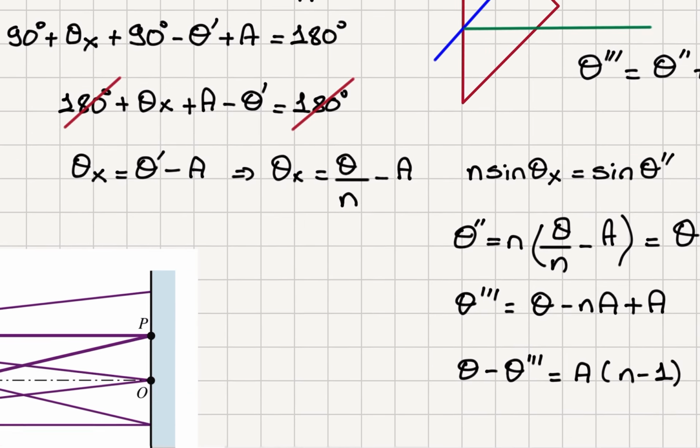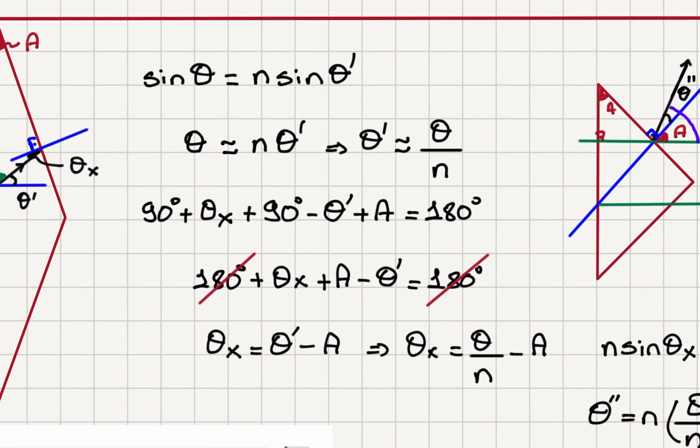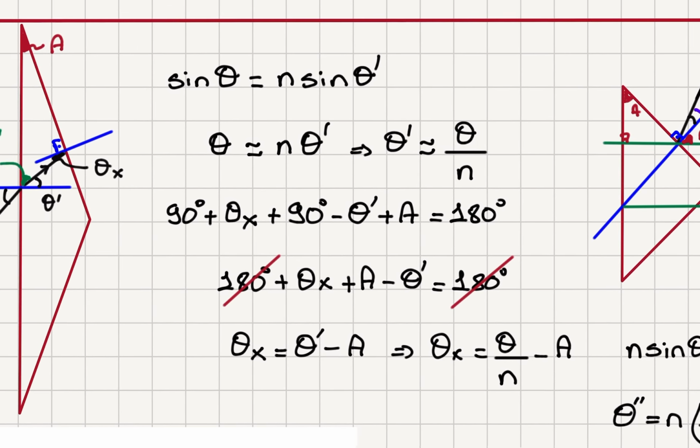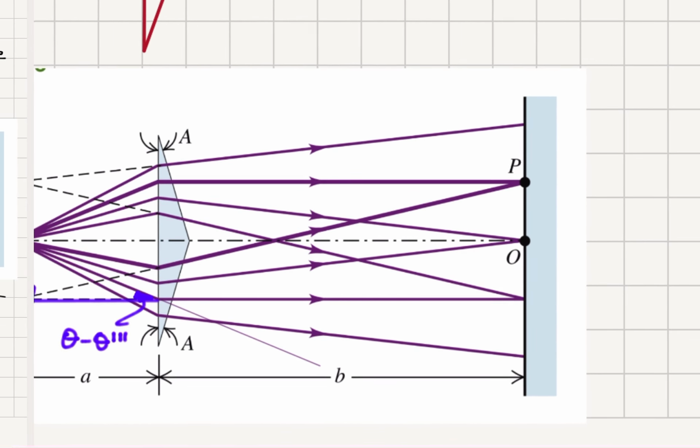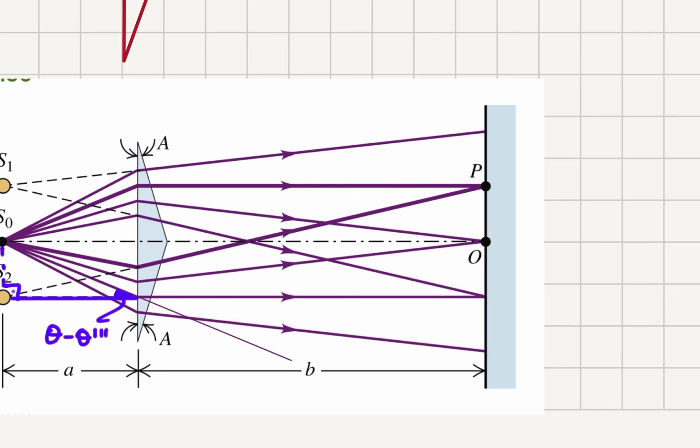So theta minus theta triple prime is the total deviation in the direction of this ray. You can see that here, if I have this as my incoming ray, and the outgoing ray is this one, now this has deflected from its original direction by this angle. So how much is that angle? That is theta minus theta triple prime.